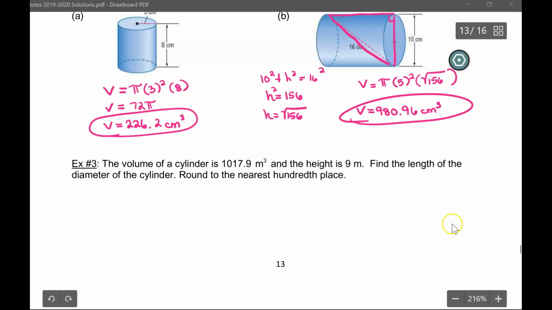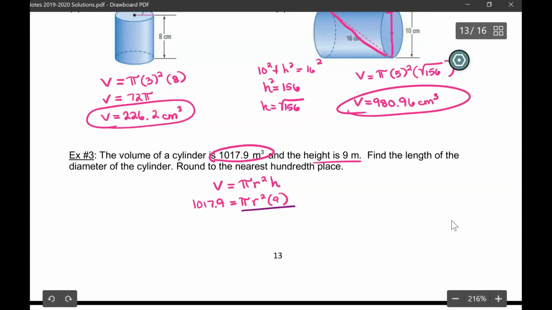Okay, so our last example here, volume of a cylinder is given as 1017.9 cubic meters and the height is 9. Find the length of the diameter. So first thing, we know pi r squared times the height is our formula. So the volume is what I know. And I also know that the height is 9 meters. So if I divide both sides by 9 pi, that will be what I get for r squared.